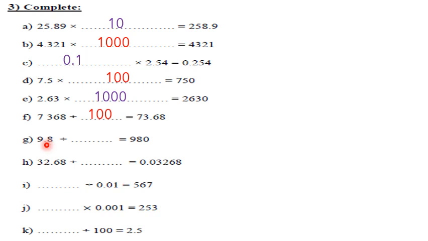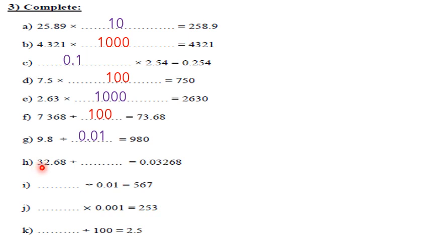The next, 9.8 divided by what? Give me 980. This is a divide. That means I'm moving to the left. What do you see here in the answer? That the decimal point moved to the opposite, to the right. That means I'm using the crazy decimal. Let me see. It moves to the right 2 places. So I will write divided by 0.01.